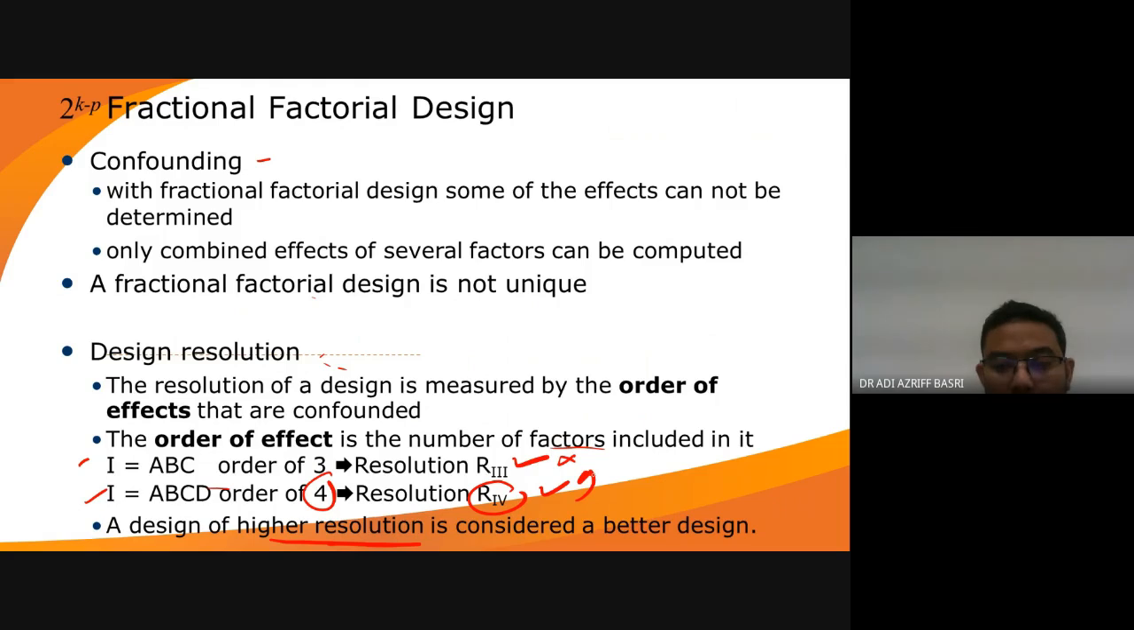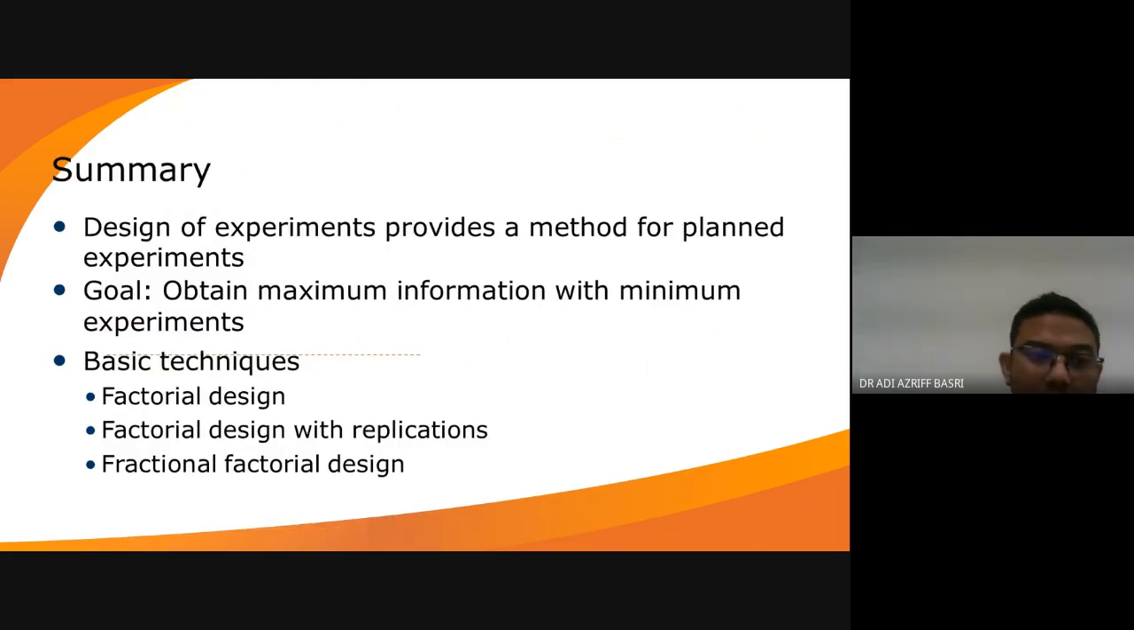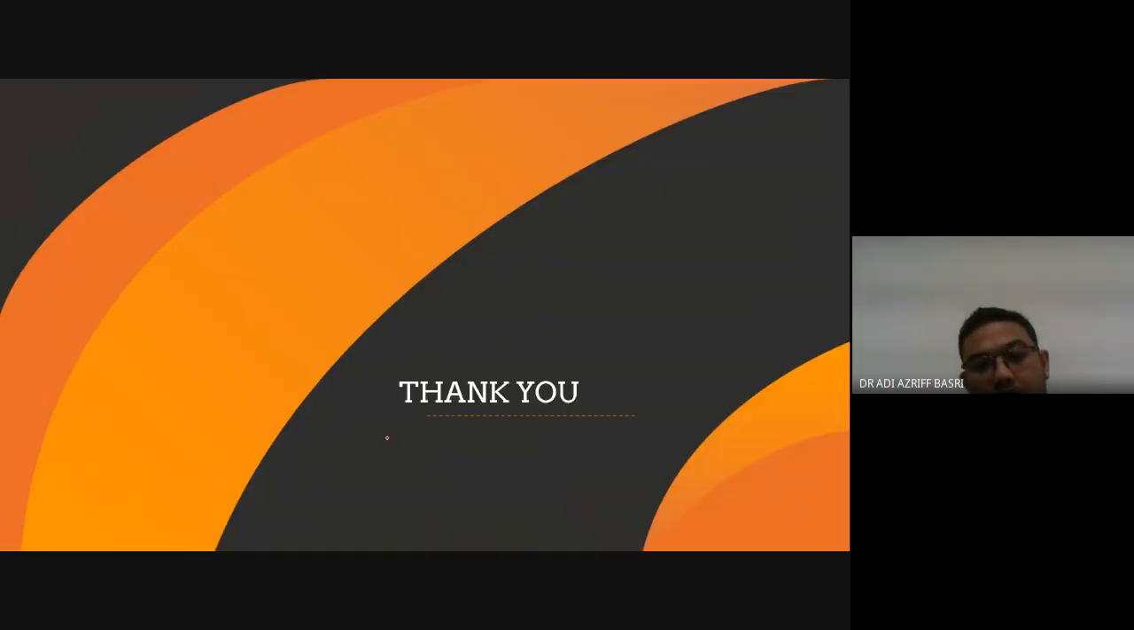As a summary, what we learned here is that design of experiments provides a method for planning. The goal is to obtain maximum information with minimum experiments. The basic techniques are factorial designs, factorial designs with replications, and fractional factorial designs.